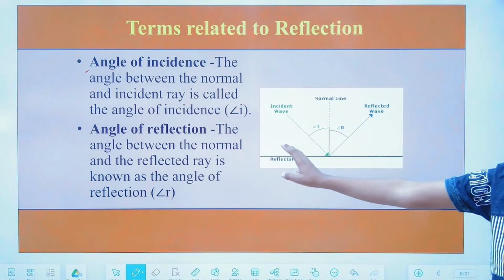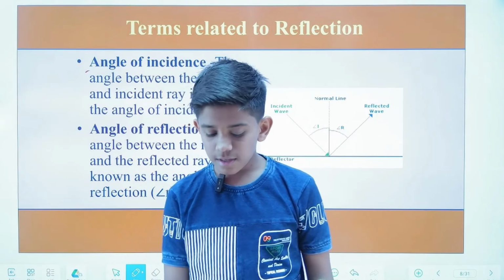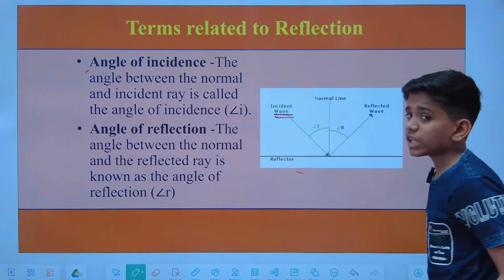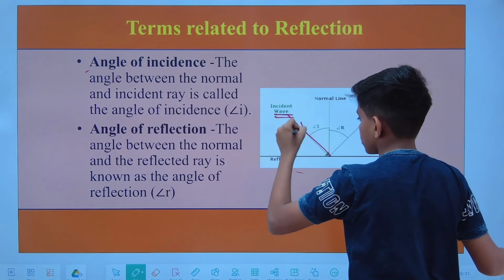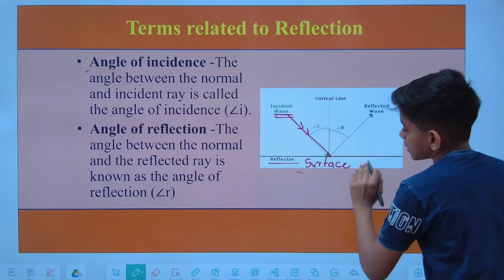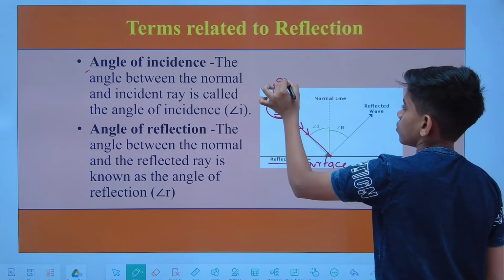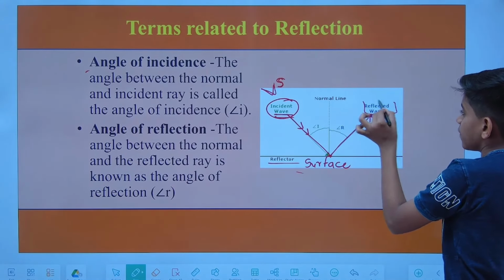Now, here we have an example. Here a diagram is given and the reflection is shown. Here you can see that this is the incident wave, nothing but the incident ray. This incident ray comes in this direction. This is a reflector, means a surface. It comes to this point in this direction. This is the source of light, and it reflects back. It is the reflected ray.